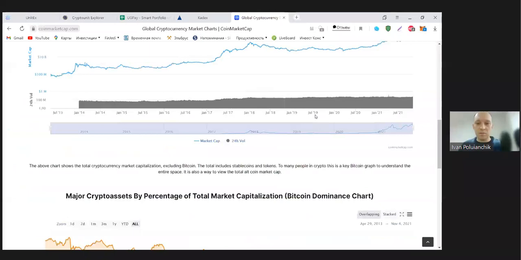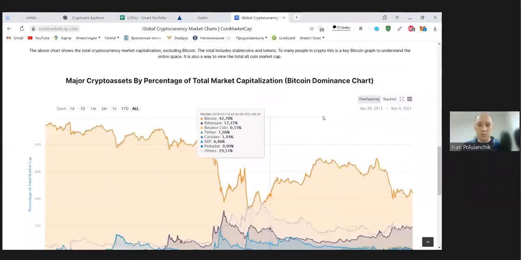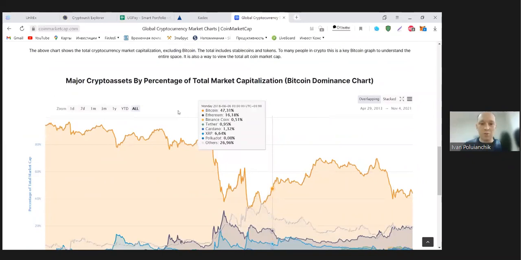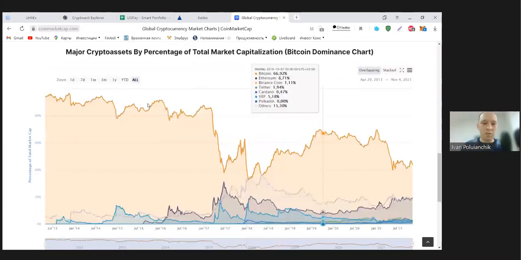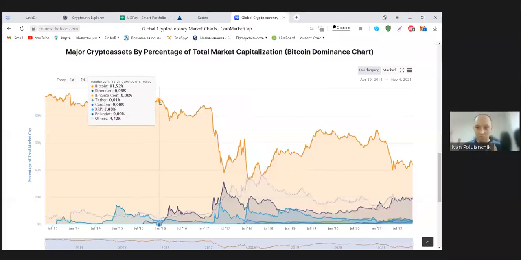Another chart shows major crypto assets by percentage of total market capitalization. This is the Bitcoin dominance chart. Before 2017, its share was 91, 92% of the market. 91% of the market was Bitcoin.